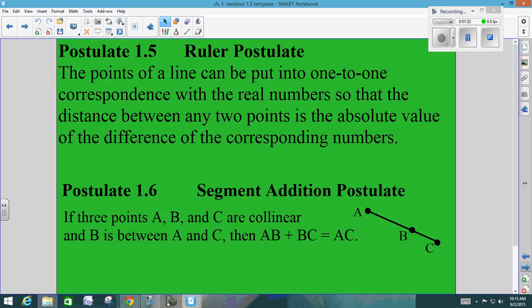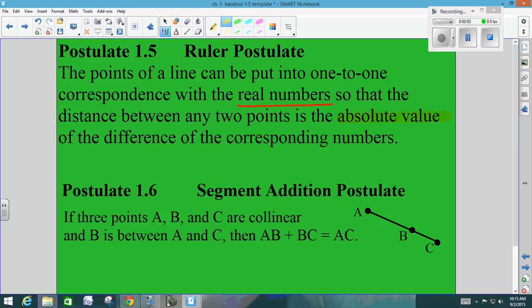All right, there's my line with its points on it. The ruler postulate says that I can put the points of these lines into a one-to-one correspondence with the real numbers, meaning putting it on a number line. Okay, that's the first part of the ruler postulate. The second part states that you can find the distance between any 2 of these points by taking the absolute value of the difference of the corresponding coordinates.